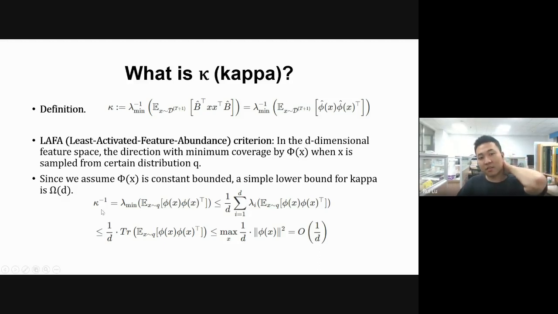And kappa has a very obvious lower bound, which is d, because it is the minimum eigenvalue, and the sum of these d eigenvalues is constant bounded. So the least eigenvalue should be at most 1 over d. So kappa should be at least omega of d. Okay.